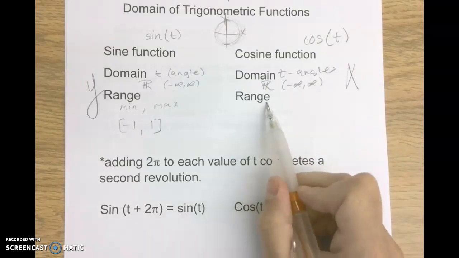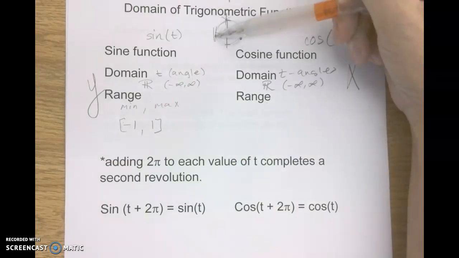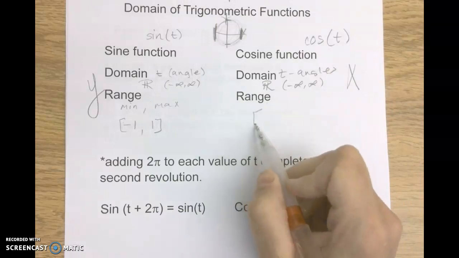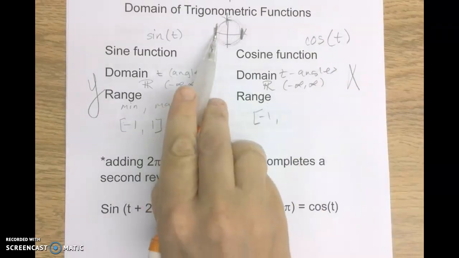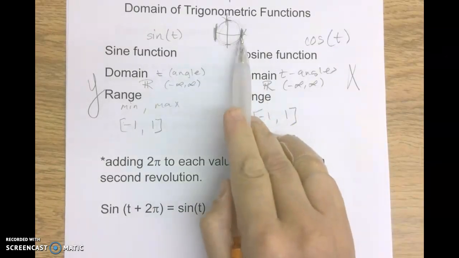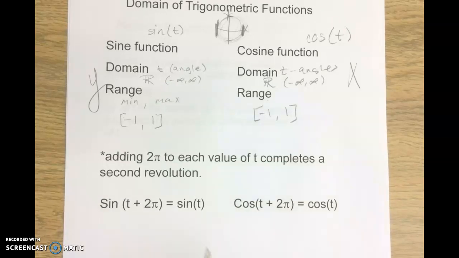Now, the range, even though we're talking about the maximum x and the minimum x, that is the range they are referring to. So the minimum of x is -1, and that's when it's at pi. And the maximum x is going to be at +1, and that's when we have an angle of 0, or we have an angle of 360 degrees, or 2 pi. Okay? Adding 2 pi to each value of t completes a second revolution. So it's actually the same here.